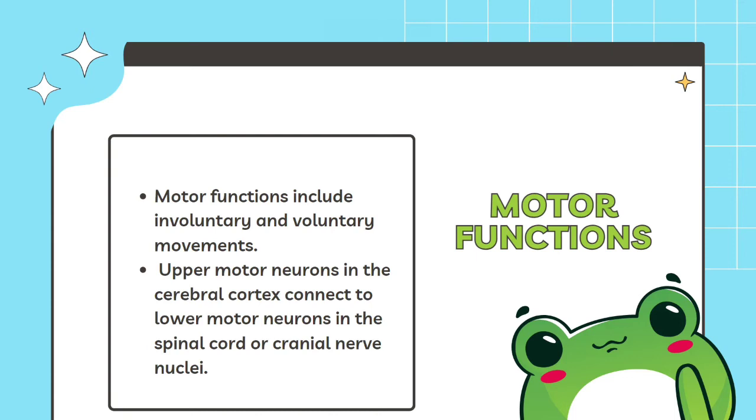The axons of upper motor neurons form descending tracts that connect to lower motor neurons, and lower motor neurons have cell bodies in the anterior horn of the spinal cord gray matter or in cranial nerve nuclei. Their axons leave the central nervous system and extend through the spinal or cranial nerves to skeletal muscles.